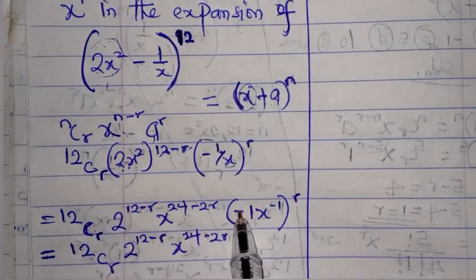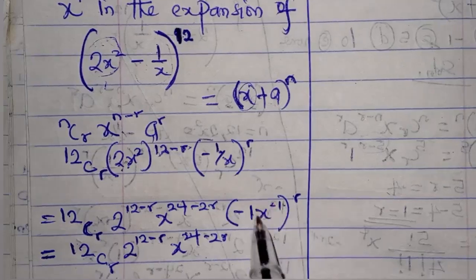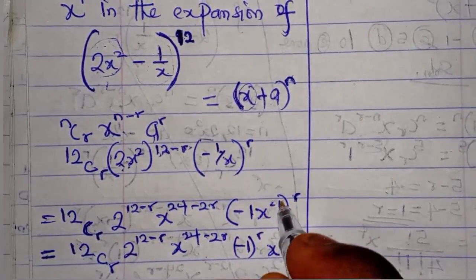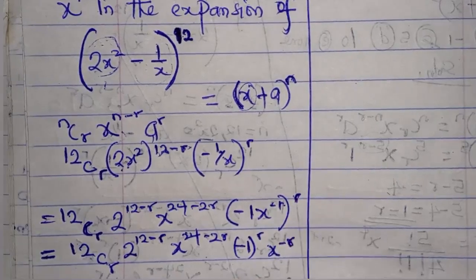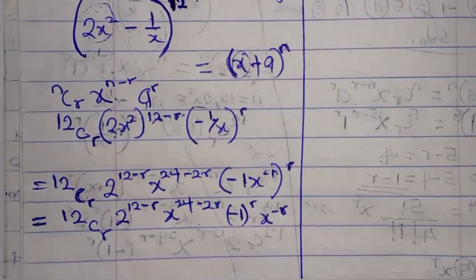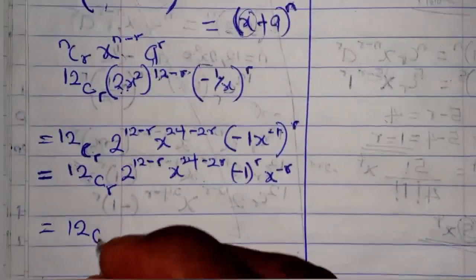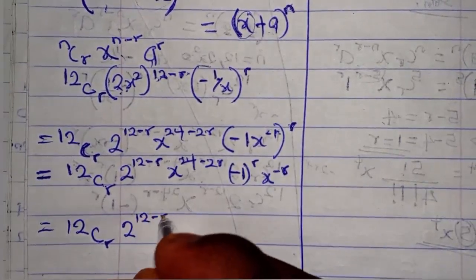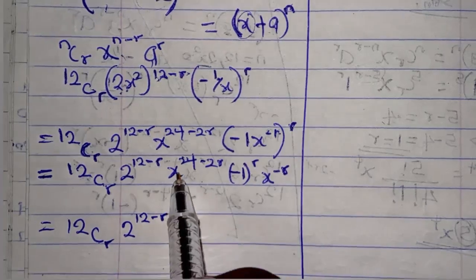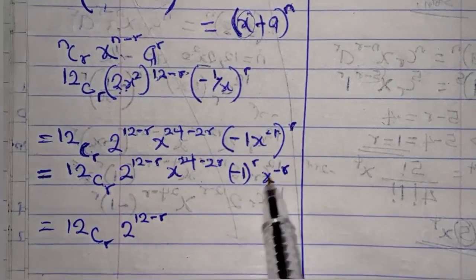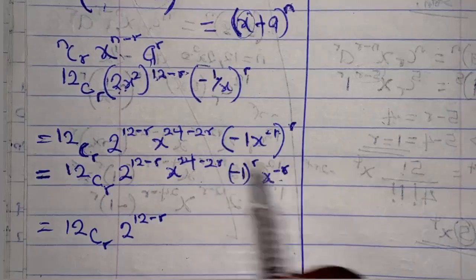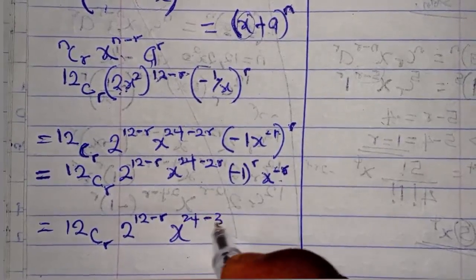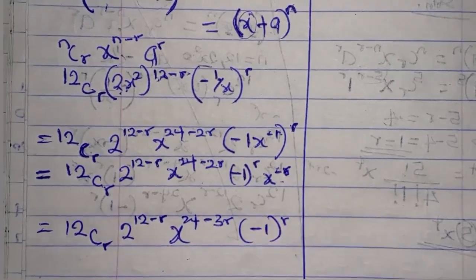This r will affect the minus 1 and the x inverse. So it will be minus 1 raised to the power r times this x raised to the power minus 1 times r. That's x raised to the power minus r. So I will now group the x together: 12 combination r, then into 2 to the power of 12 minus r, x raised to the power 24 minus 2r times x raised to the power minus r. They have the same base, so I will add their powers. Minus 2r minus r is minus 3r, times minus 1 raised to the power r.